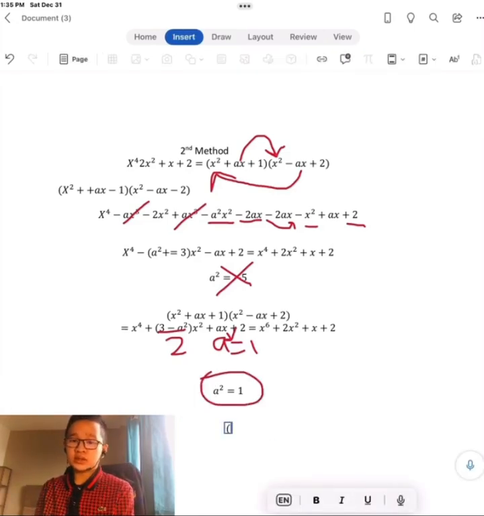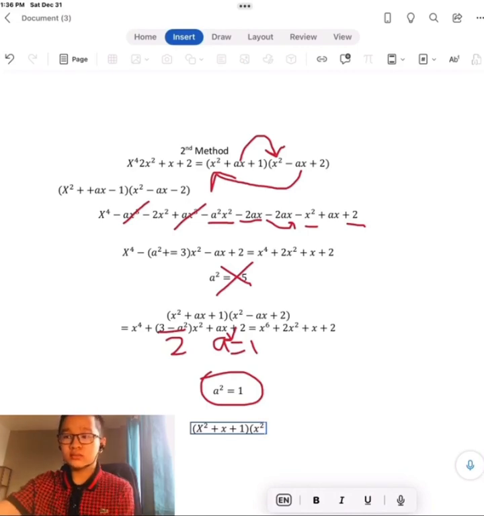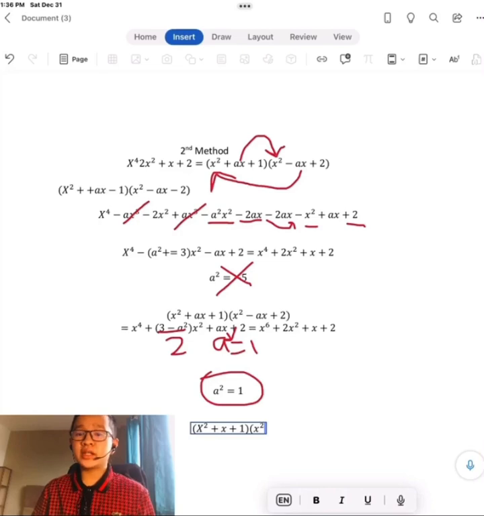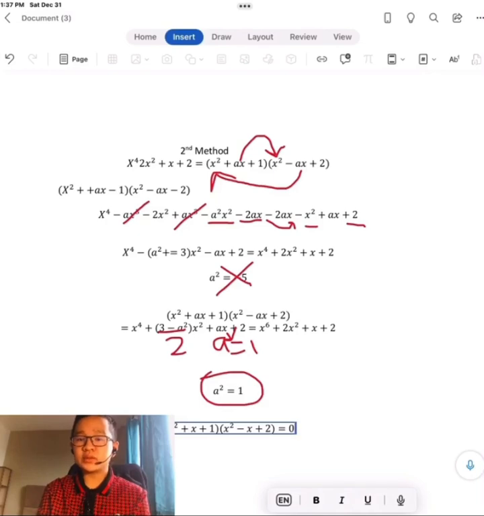You're going to get that this equals my original expression, which is x to the fourth plus 2x squared, that is equal to 2, meaning a squared equals 1. From here, you will get a equals 1, and that is already satisfied here. Therefore, a equals 1, and we get x squared plus x plus 1 times x squared minus x plus 2 equals 0. And from here we get the exact same solution.